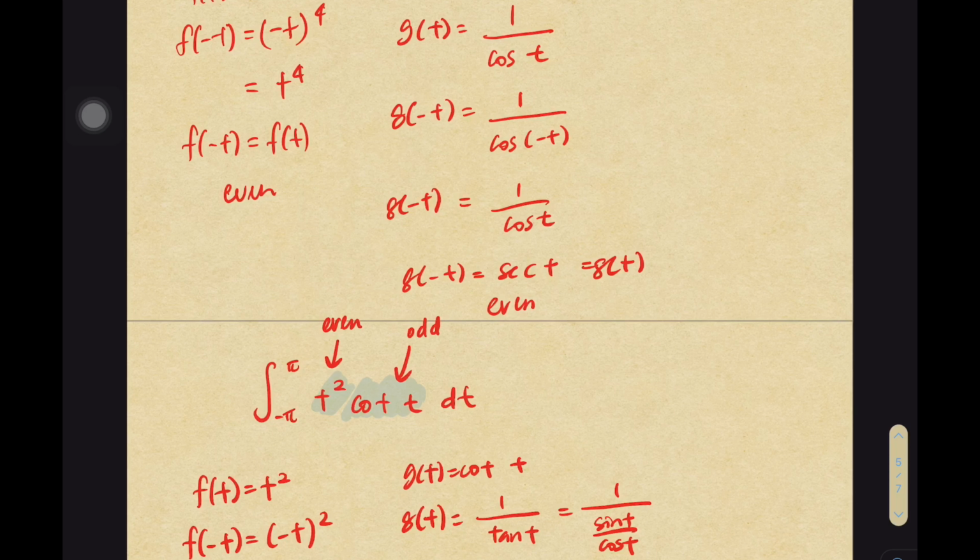So when you have an even function times an odd function, it means that the whole function is odd. So when you have an odd function, the integral of the odd function over this symmetric interval is 0. This is the solution of the integral when it involves an odd function. Okay, so this is how you can represent your integrals when they involve either an even or odd function.